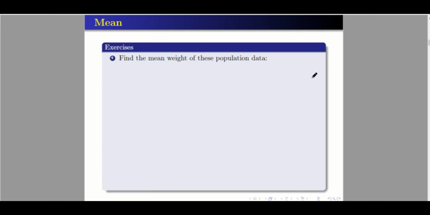Okay, so let's have an example. Find the mean weight of this population data. So we have 2, 4, 6, 8, 10. All we need to do is to add and then divide by the number of data: 1, 2, 3, 4, 5. So we have 30 over 5 equals 6.